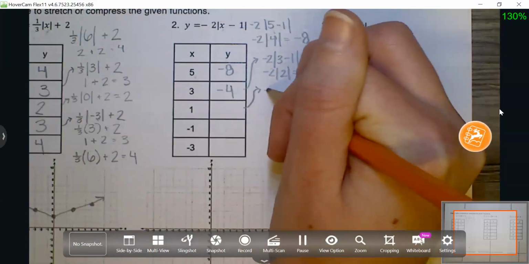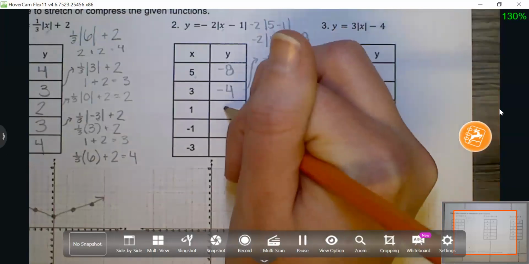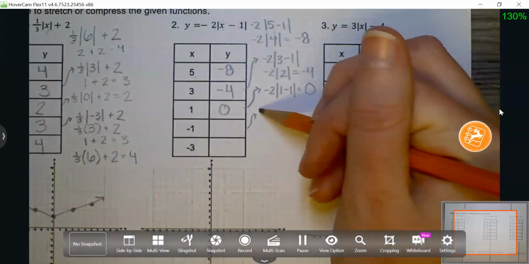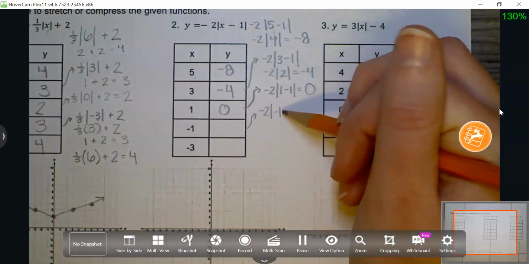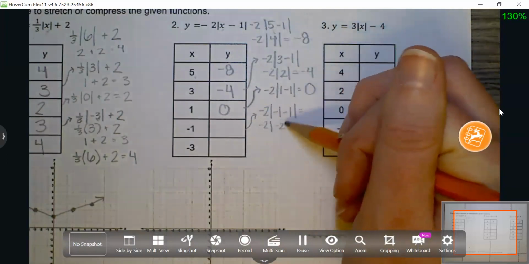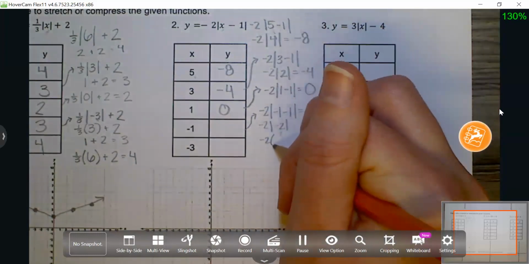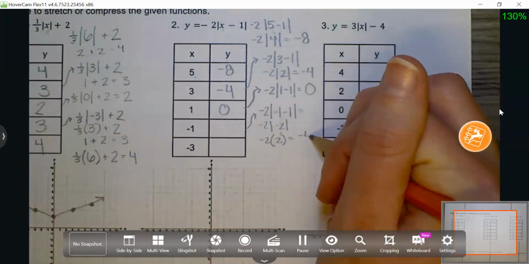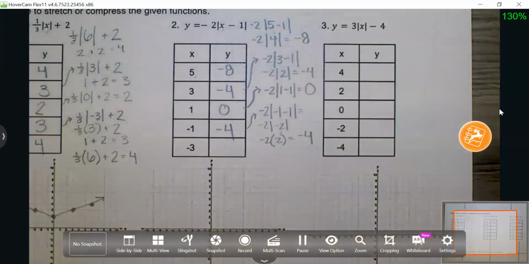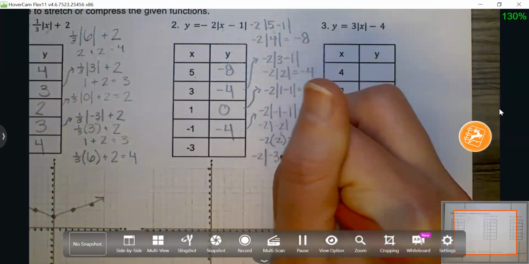And the same thing with 1. I'm going to have negative 2 times the absolute value of 1 minus 1. So in other words, negative 2 times 0 is 0. My next one, negative 2 times the absolute value of negative 1 minus 1. In there, I should get negative 2 times the absolute value of negative 2. But the absolute value of negative 2 is actually positive 2. So negative 2 times positive 2 gives me a negative 4. So it's not a positive 4, it's a negative 4. And then my last one, negative 2 times the absolute value of negative 3 minus 1.